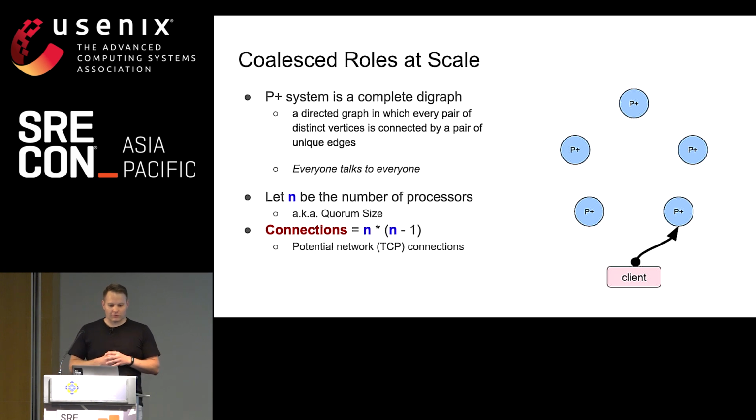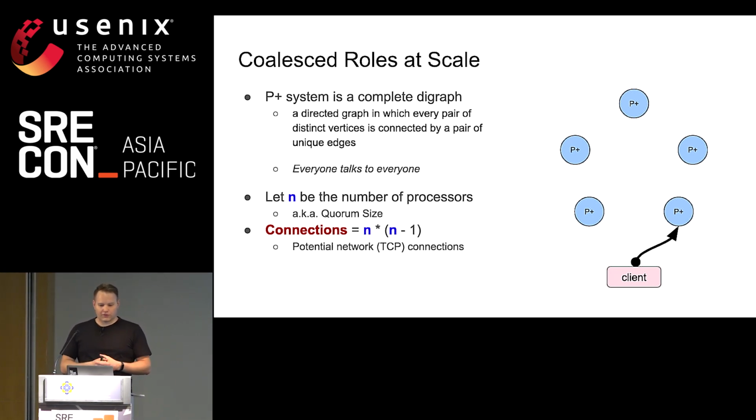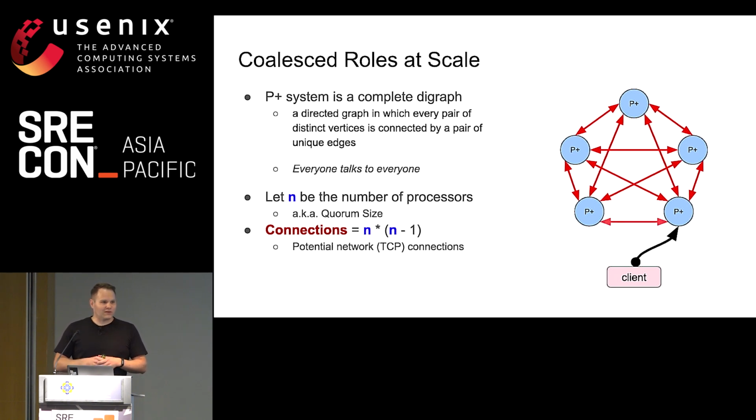So how does it look at scale? Basically, a system of processors, of P pluses, is a complete digraph. That is a directed graph where every pair of distinct vertices is connected by a pair of unique edges. So it looks like this. Basically, everyone talks to everyone. So if we have n proposers, which we would also call the quorum size, because every proposer is an acceptor, now the whole thing is called the quorum. We would have n times n minus 1 connections.